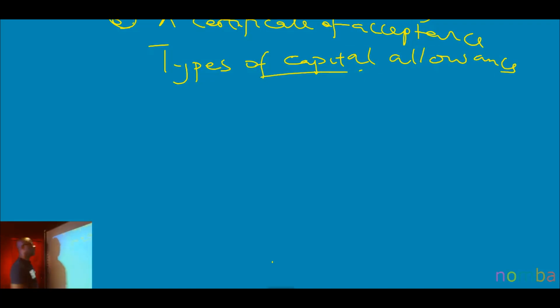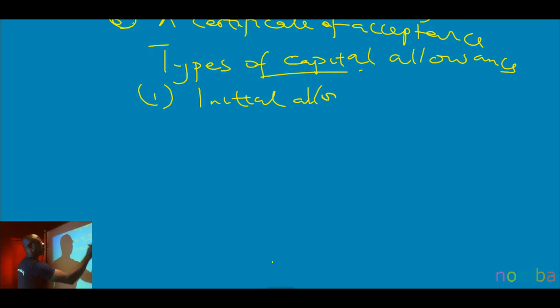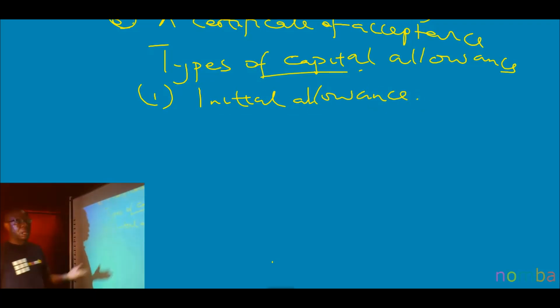For types of capital allowances, we'll be looking at one, initial allowance. Let's look at initial allowance. What is initial allowance? This is a type of capital allowance that is granted in the first year the asset is put to use and once in the life of the asset.